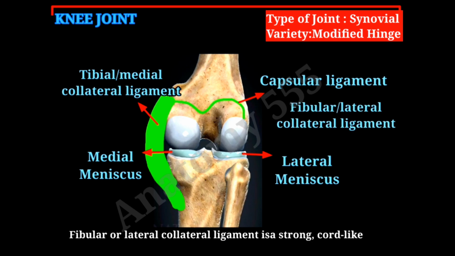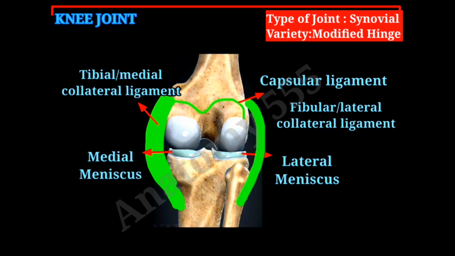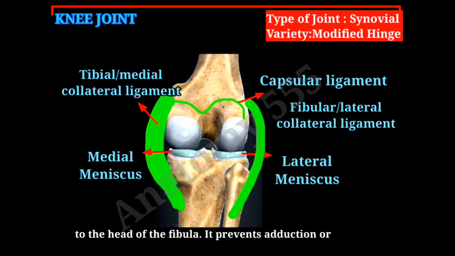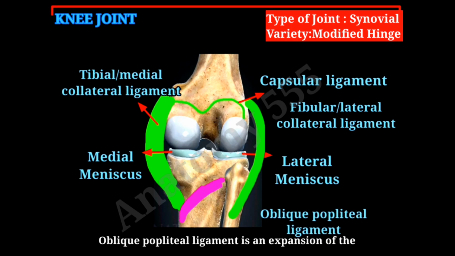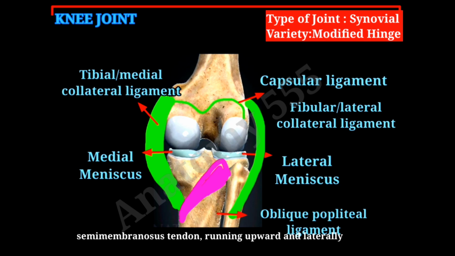Fibular or lateral collateral ligament is a strong, cord-like band extending from the lateral epicondyle of the femur to the head of the fibula. It prevents adduction or varus stress of the leg. Oblique popliteal ligament is an expansion of the semimembranosus tendon, running upward and laterally across the back of the knee. It strengthens the posterior capsule and prevents hyperextension.